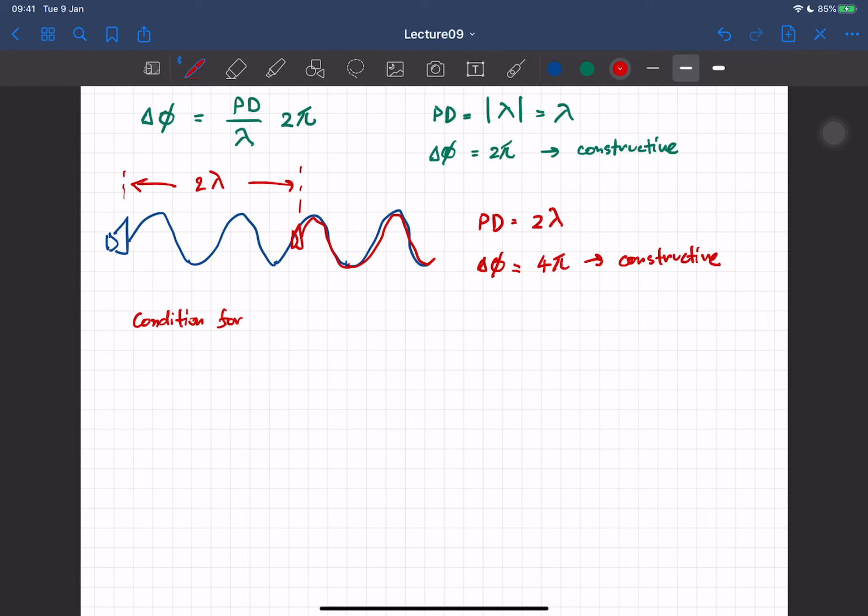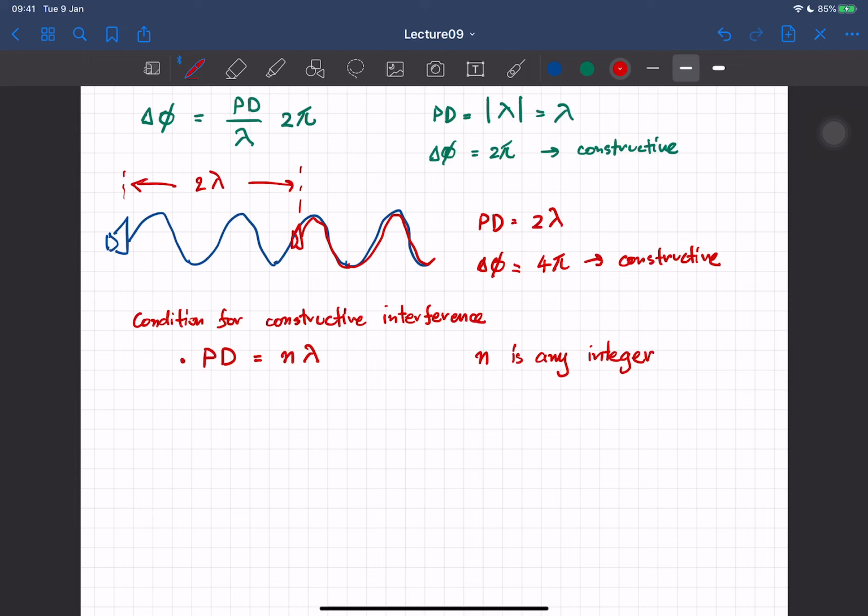Anyway, before we finish today, let me just write down the condition for constructive interference. It is this. First, either one is fine because one is going to imply the other one. The path difference has to be a multiple of lambda. So n is always an integer. N is any integer. So 0, 1, 2, 3, 4, 5.